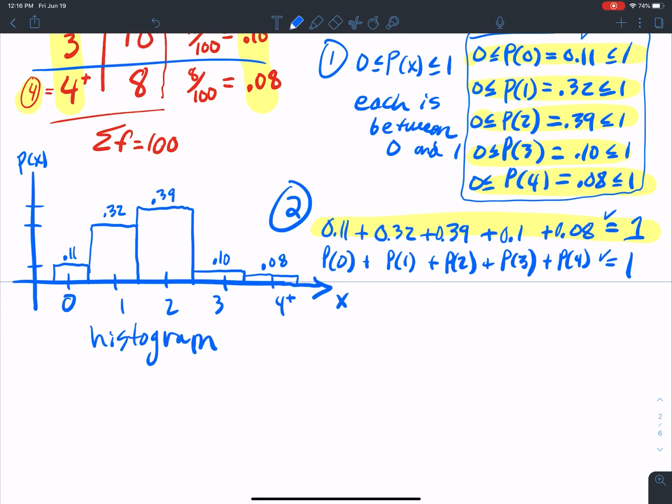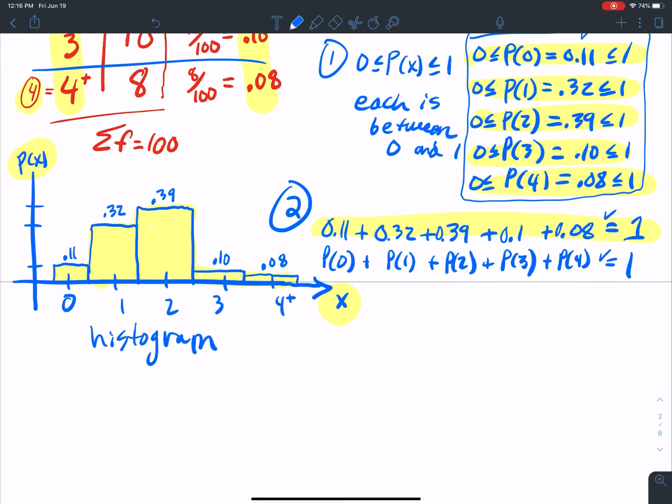All right, so there's my histogram right there. And if you want to shade those, you can, but there's no reason to shade them. You can just draw it out. Okay? So the y-axis is the p of x, and the x-axis is your random variable, the different values of the random variable.